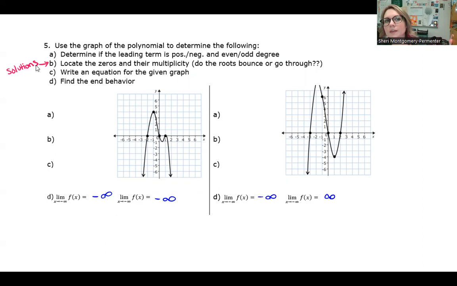When we get to solutions, I'm going to remind you guys that when you find zeros, zeros are the same thing as solutions.